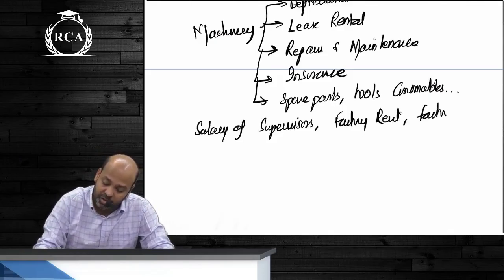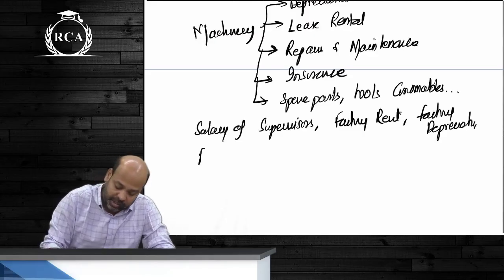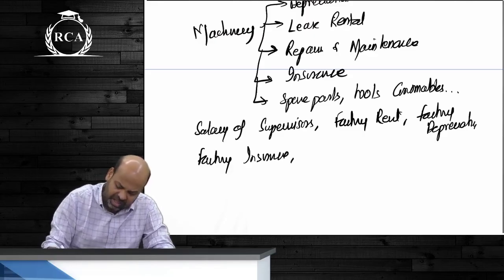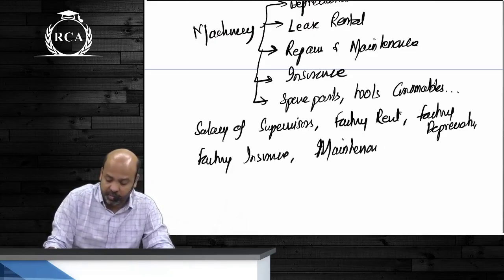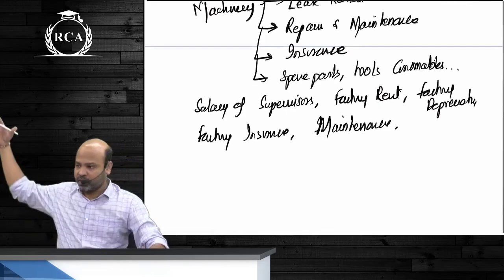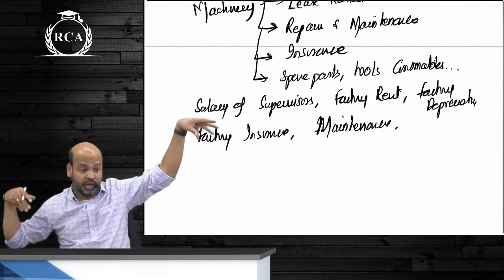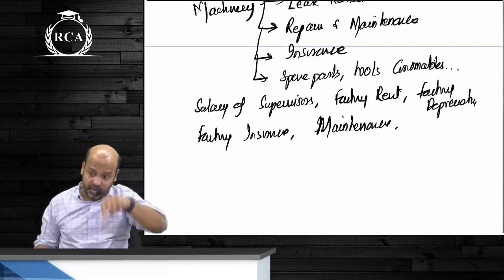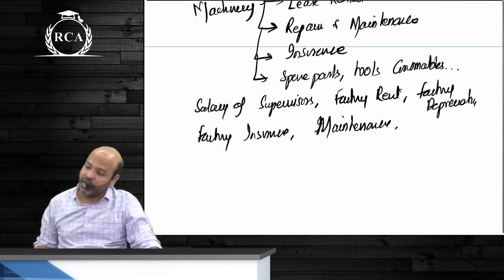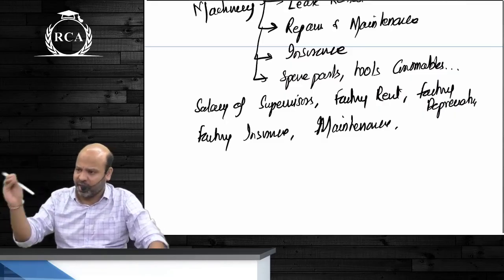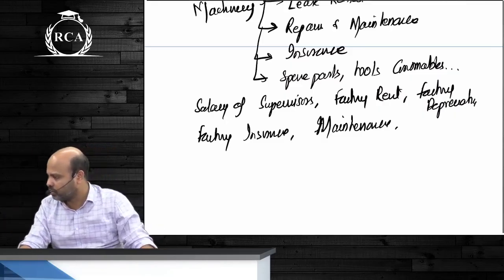Factory rent. Factory, if you own the premises, can there be factory depreciation? Can there be factory insurance? Can there be factory maintenance? Anything related to factory as such, guys, will again come under manufacturing overheads. In one of the examples later in the cost sheet, we will see that they will tell us there's CCTV involved in the factory. Its expenditure is also a factory expense. Anything related to factory has to come under manufacturing overheads. Are we clear about this?